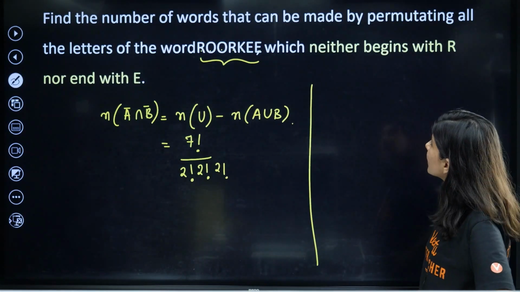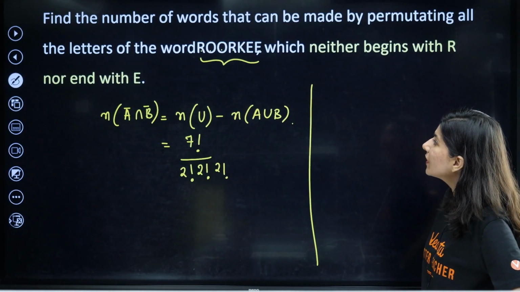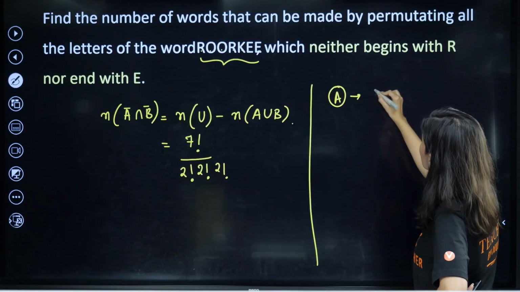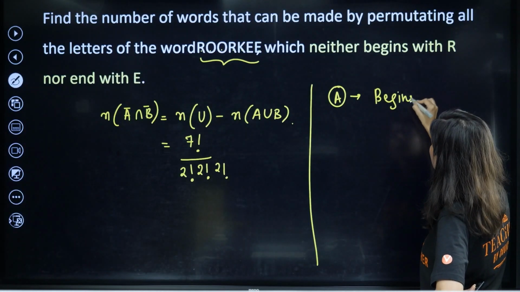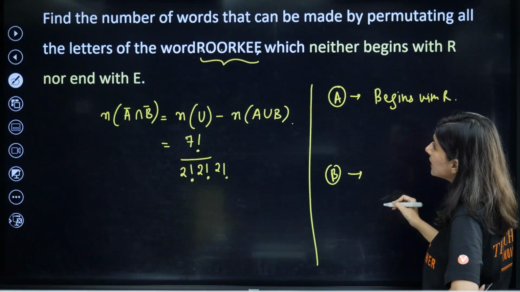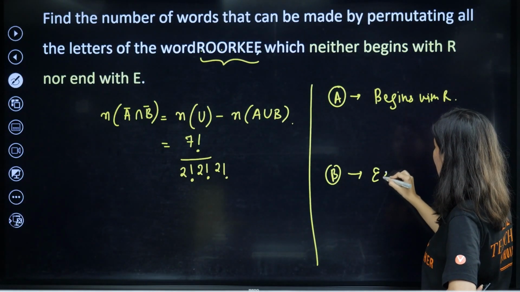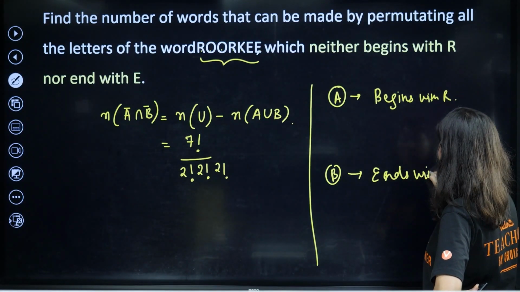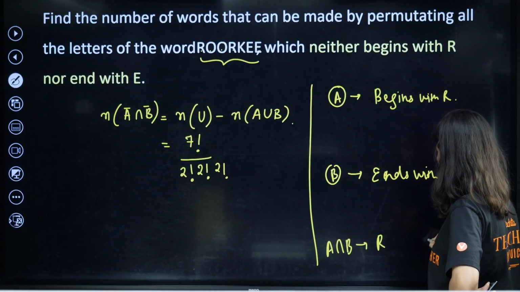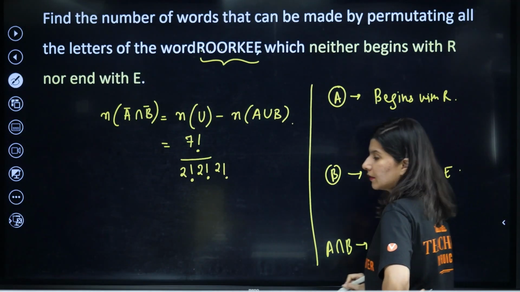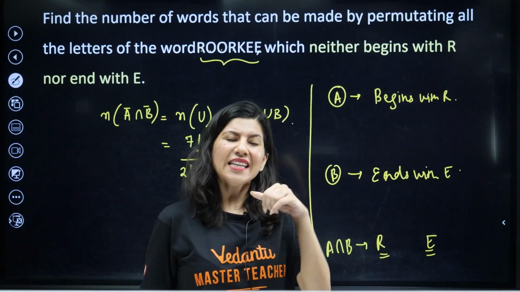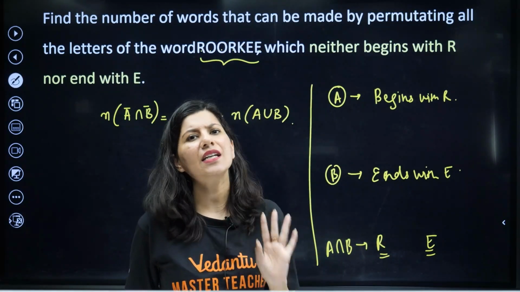Now what is A? A is the set where the word begins with R. B is the set where it ends with E. And A intersection B is where it starts with R and ends with E. Understand? So first, let's count those words which either have R in the beginning or E in the end.